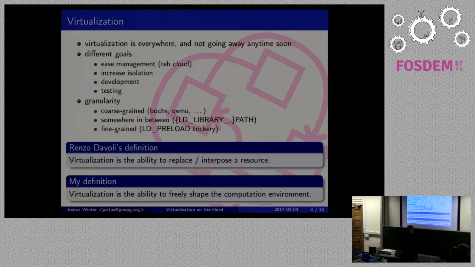So what about virtualization? It's everywhere, that's clear. And people do it for different reasons. Maybe they do it for development, or for the cloud, which is mostly about maintenance. And some people do it for security. Whatever the reason, virtualization is everywhere. And there are different kinds of virtualization. You might have whole system emulation or virtualization like Bochs or QEMU, or you might want to virtualize just a tiny part of the system. So it differs in granularity, right?